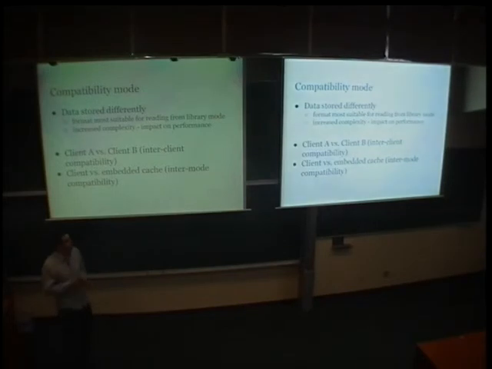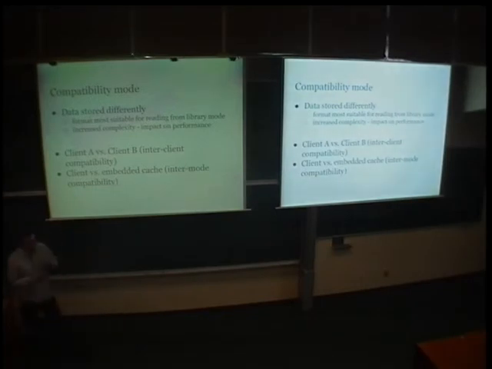When we enable the compatibility mode, the situation is a bit different. The data is stored differently, and it is stored in the way most suitable for reading from library mode. So now when you send a POJO over hot rod, it will be serialized, sent over the wire, and deserialized and stored as a POJO. This has a performance impact, because when you want to read it back via hot rod, you need to do additional serialization and deserialization. But this doesn't have any performance impact in library mode, because there is no change. So we have compatibility between different clients and also between different deployment modes.